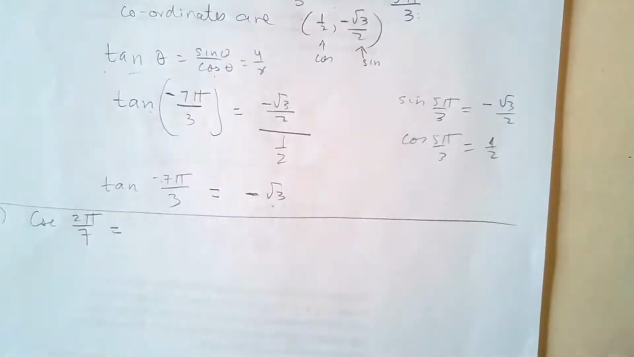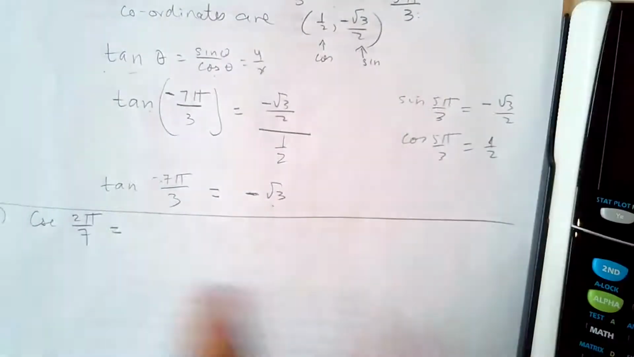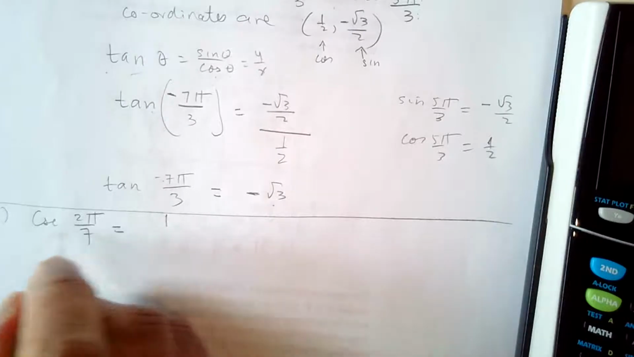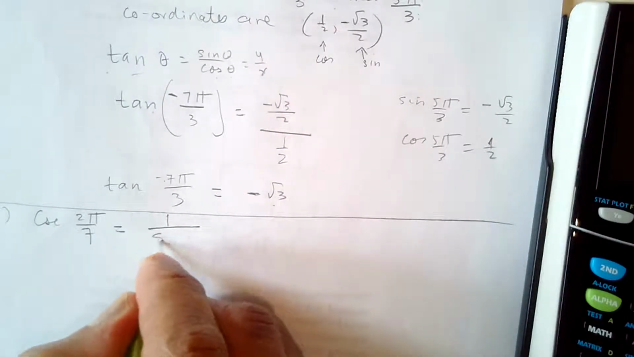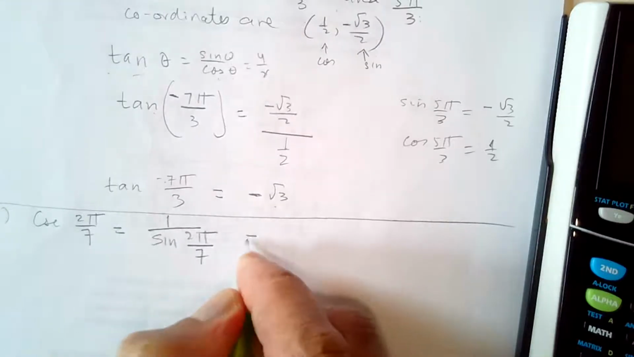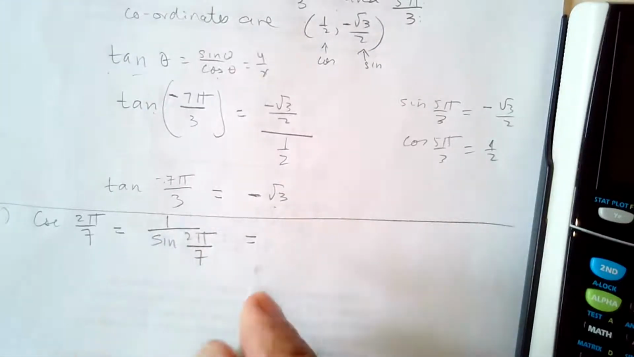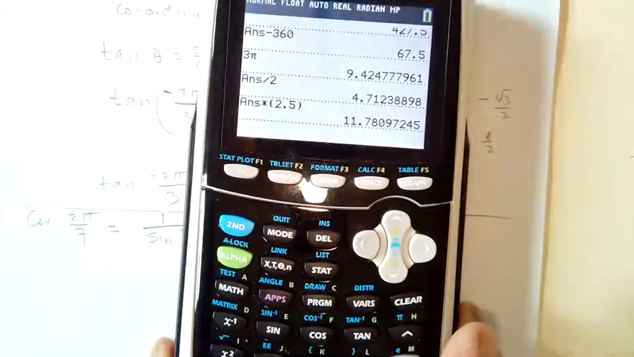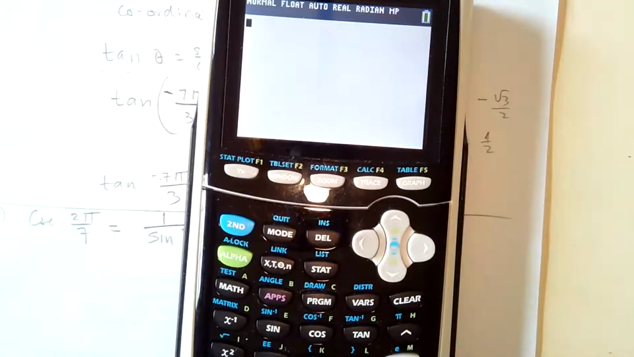Now I'm going to go to my calculator here. Now cosecant is equal to 1 over sine. Cosecant is a reciprocal of sine, right? So sine 2 pi over 7. I'm going to use my calculator for that.